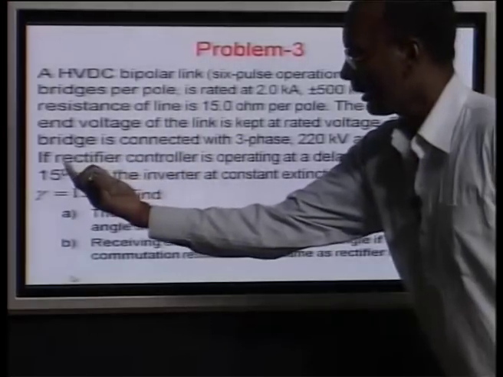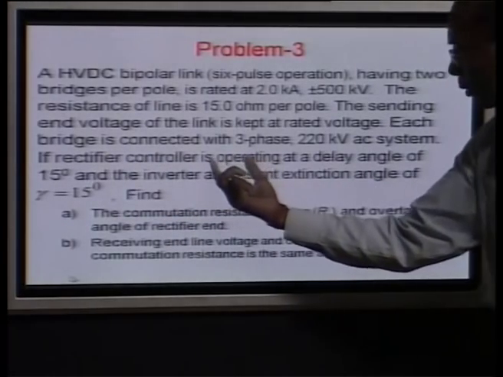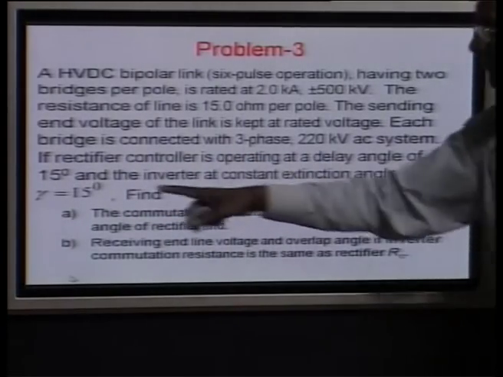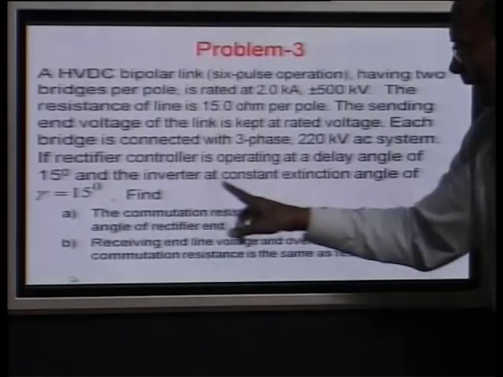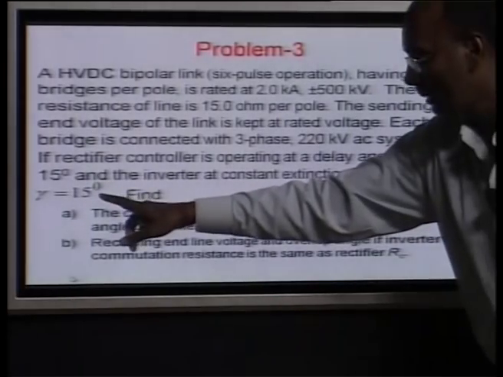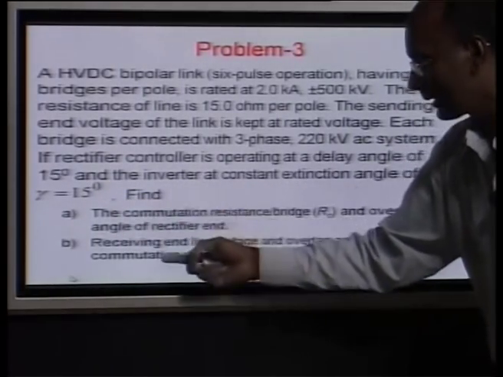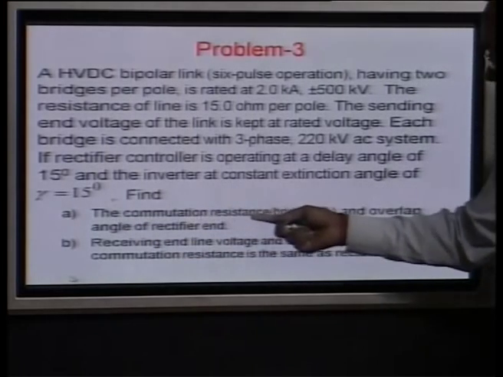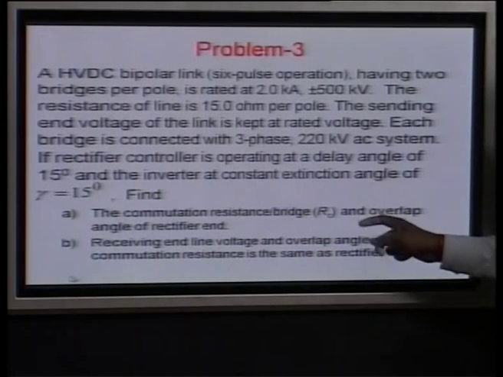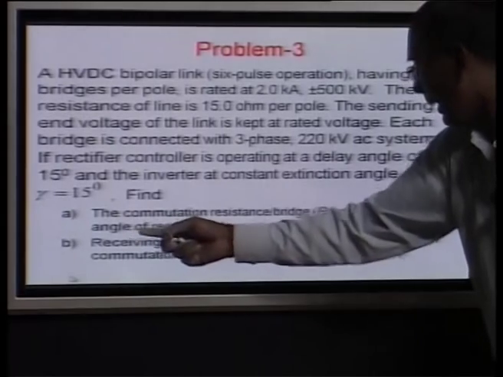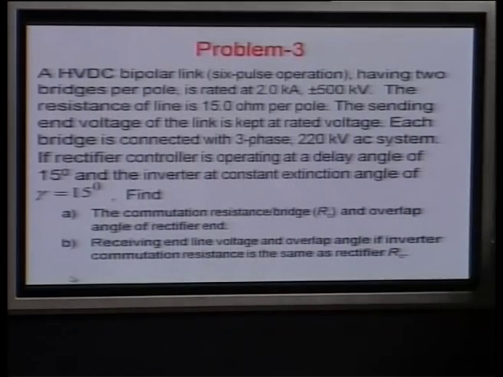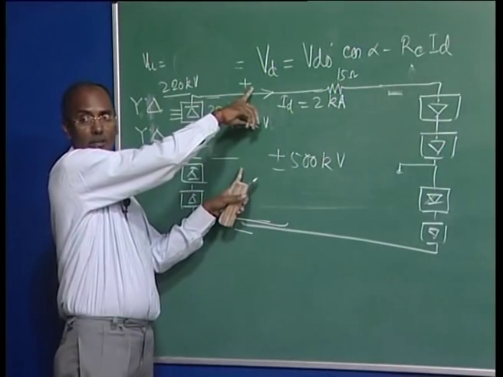Now, come here, if the rectifier controller is operating at the delay angle of 15 degree, and the inverter is operating at the extinction angle gamma of 15 degree, find this. First it is asking the commutation resistance per bridge RC and the overlap angle of the rectifier end. Now, it is asked for this angle first, this side.